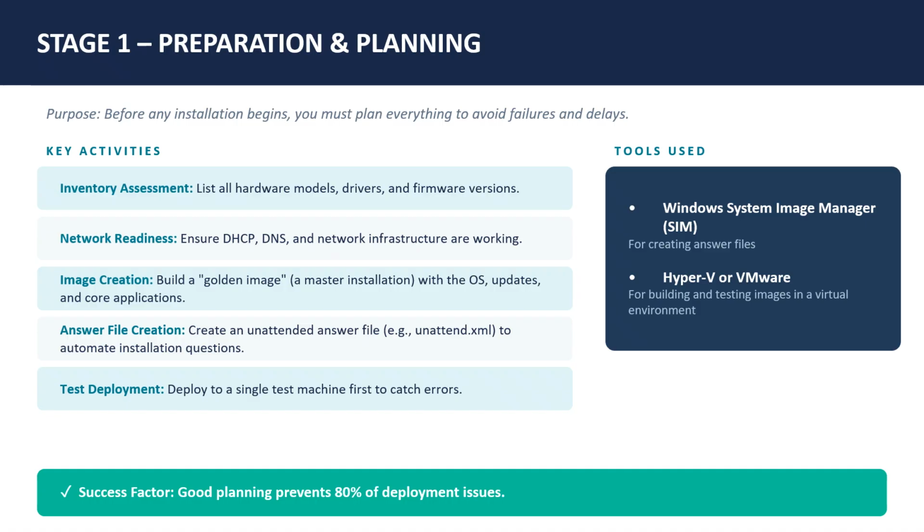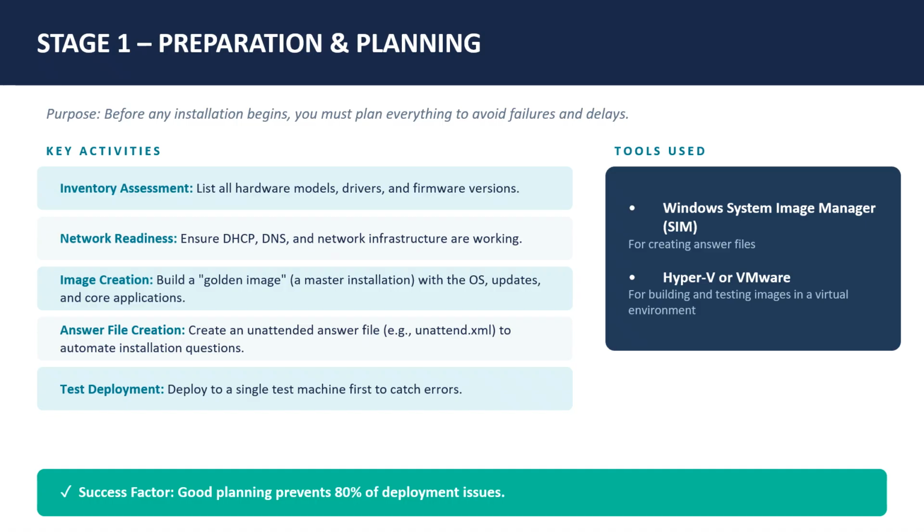And finally, always do a test deployment to a single test machine first to catch any errors before you roll out to the entire organization. The main tools used during this stage are Windows System Image Manager for creating answer files, and virtualization platforms like Hyper-V or VMware for building and testing your image in a safe environment.